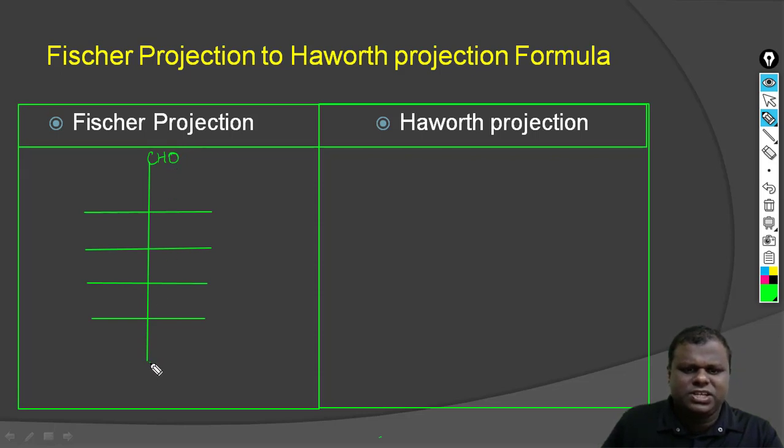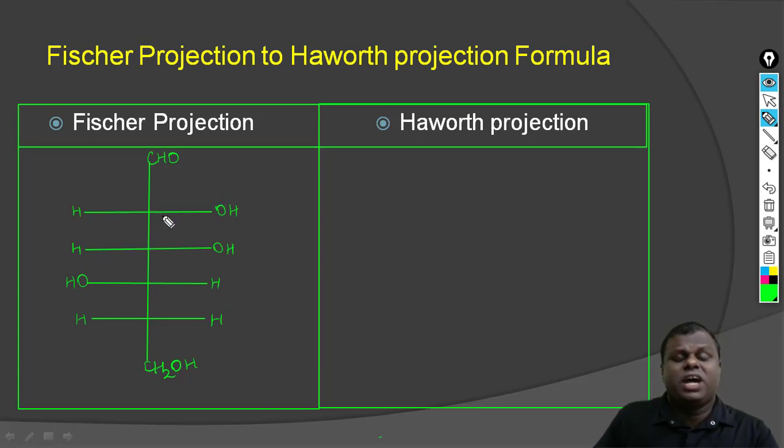So this is CHO, this is CH2OH, and now I'm going to randomly put the groups over here. This is going to be OH, this is going to be OH, this is going to be OH here. Again I'm telling you, I'm just randomly placing the H and OH in this. If you could see here, this is an open structure. Now I have to convert it into a Haworth projection.